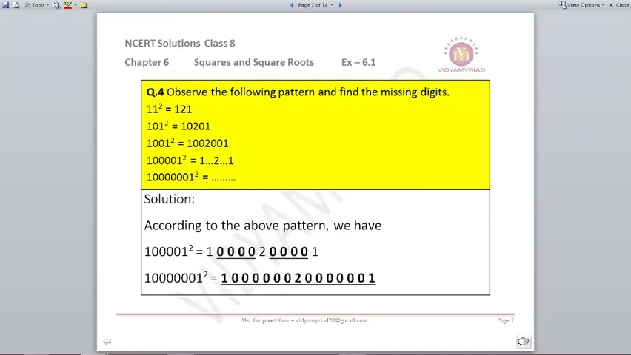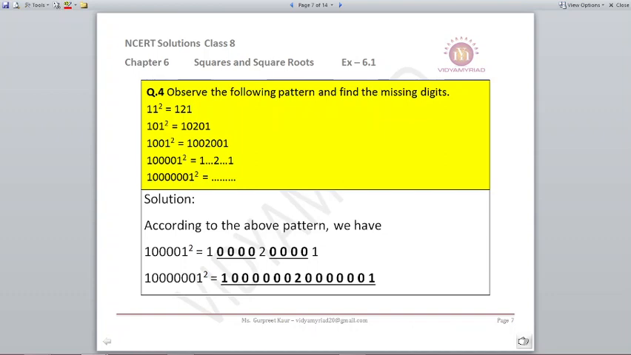Question 4. Observe the following pattern and find the missing digits. Let's look at the pattern now. 11 square is equal to 121. 101 square is equal to 10201. 1001 square. Now there are two zeros. So what are we doing? In the case of 101, we are writing 10, then putting 2 and then moving reverse 01. Now there are two zeros, so we will write 100, we will write 2 and then move backwards 001.